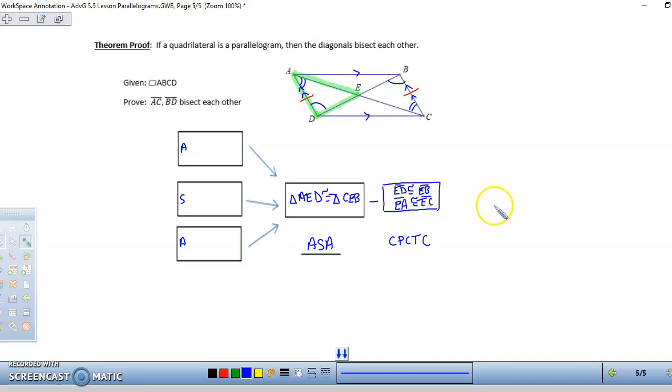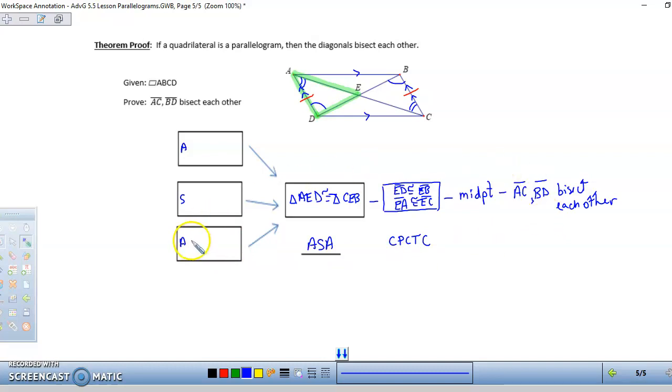EC. Okay, and then once I get those small segments congruent, then there's some technical vocabulary you need to use. You would then define E as a midpoint, and then you would talk about AC and BD bisect each other. Okay, but this would be the basic logic of how to prove that diagonals bisect each other.